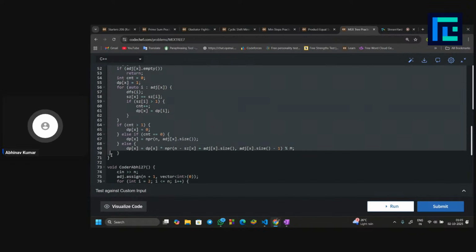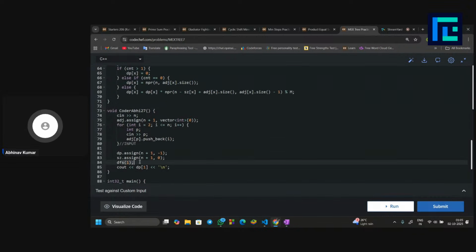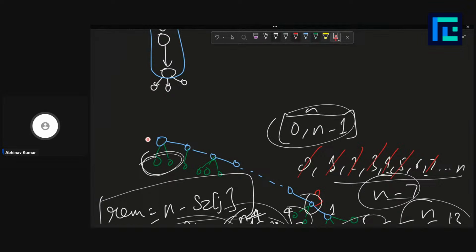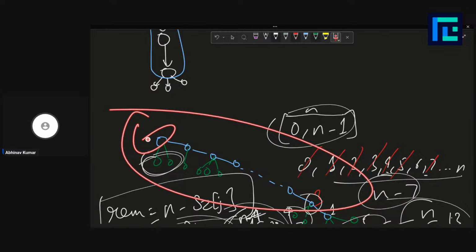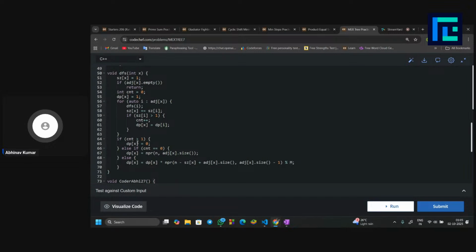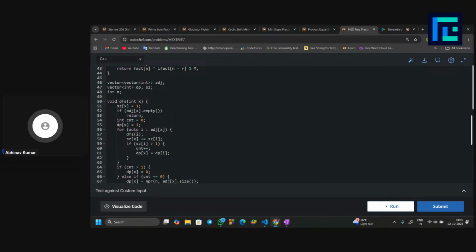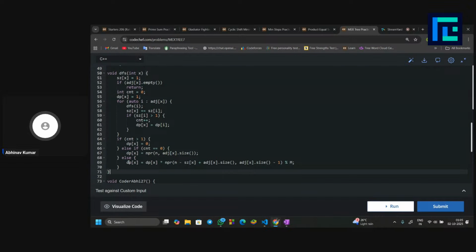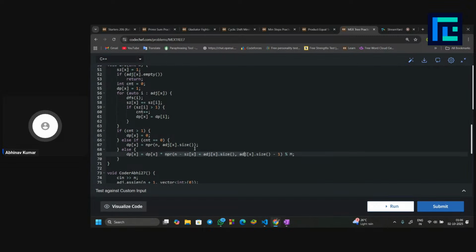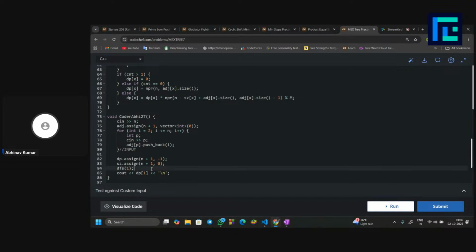So this way my dp is computed after the dfs. So my final answer is dp1. dp of the root node would store the total number of ways for this whole tree. So we can say that this whole DFS is taking order of n time only. These DP transitions are order of 1 because NPR runs in order of 1 only if we have pre-computed. So this is taking order of n time.